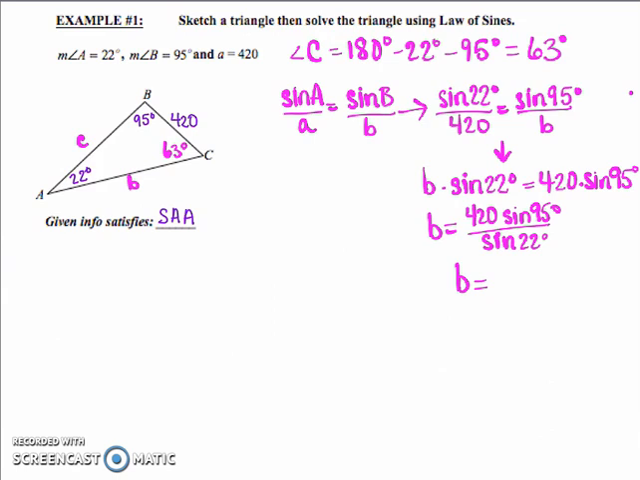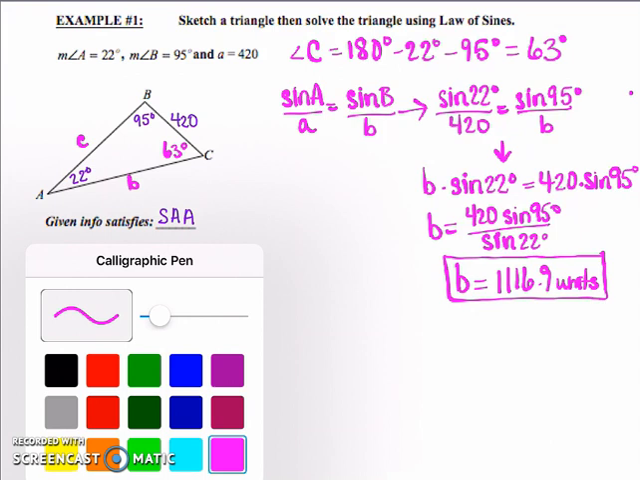420 times the sine of 95, hit enter, then divided by sine of 22, hit enter. We should get that the length of side b is 1,116.9. Since we don't know what we're measuring in, we're just going to call it units. We should always make sure we put a label though. And now we can find side c using the law of sines again. This time I'm going to use sine A over a equals sine C over c.